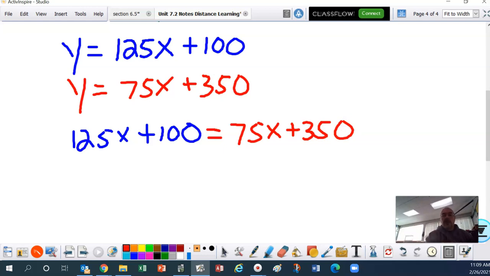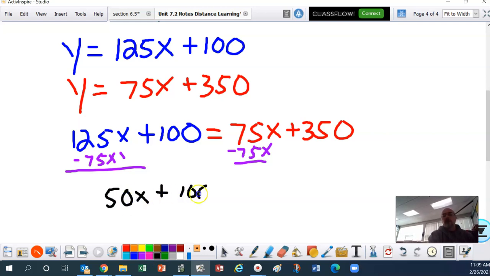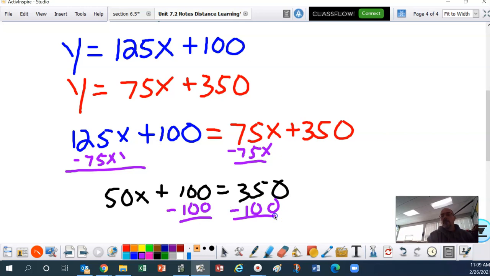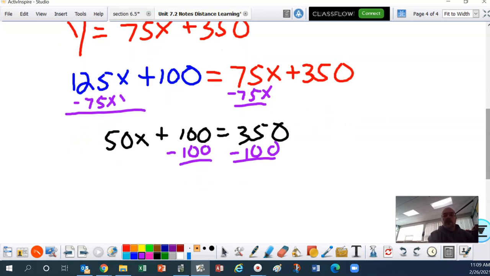All right, so let's see. I'm going to go ahead and subtract 75x. And that would give me 50x plus 100 equals 350. Now I'm going to go ahead and subtract the 100. All right, and then I get 50x equals 250. And let's see, divide by 50.